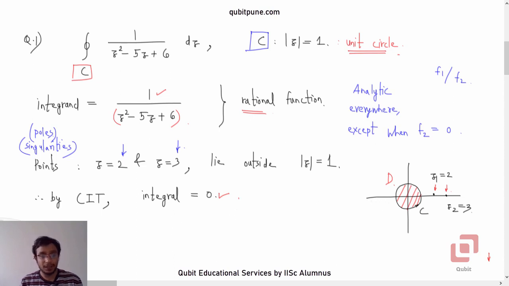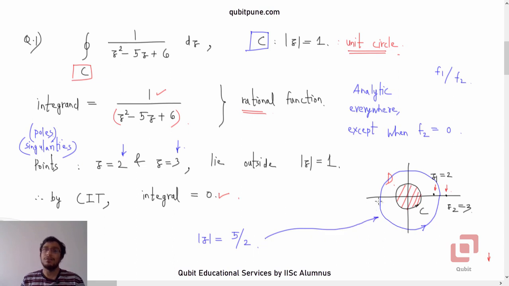Meaning if we consider a different curve, let us say mod of z equal to 5/2, then you cannot apply Cauchy's integral theorem, because for 5/2 you will have a circle like this. One pole lies outside and the other pole lies inside, so we're going to use Cauchy's integral formula for solving such problems. But as far as this problem is concerned, the value of the integral is 0.